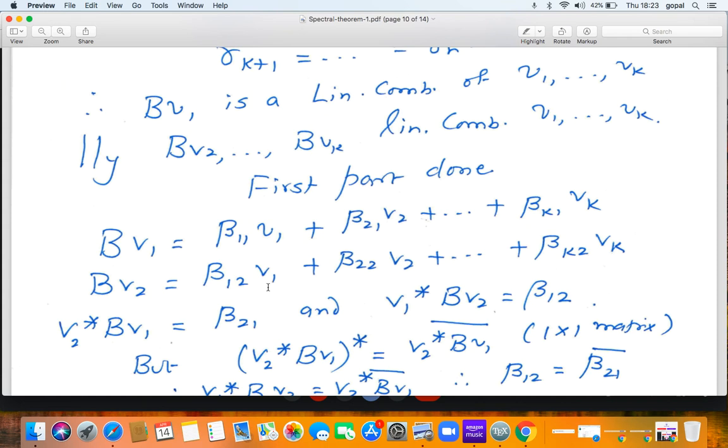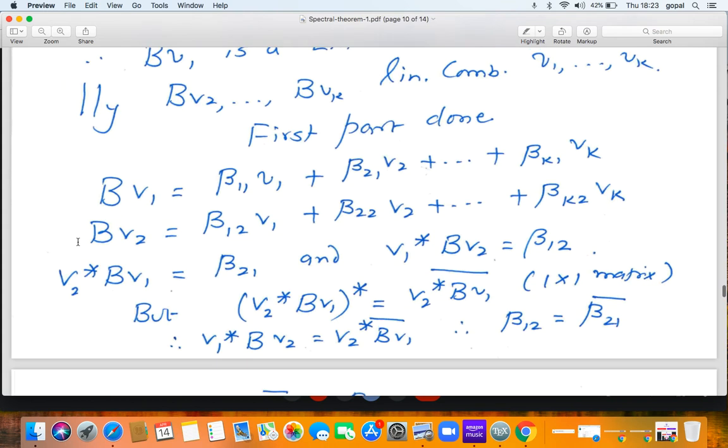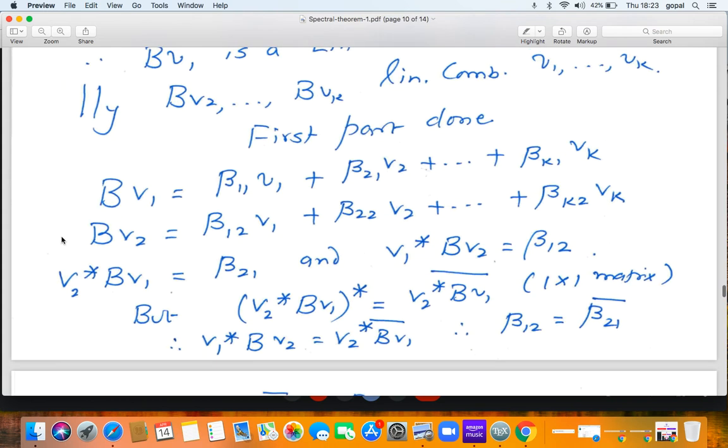Let us multiply the first one by V2 star and the second one by V1 star. That's what I'll do. So first multiply the first one by V2 star. V2 star will be what? Beta 11 V2 star V1, which is 0 because V1 and V2 are orthogonal.